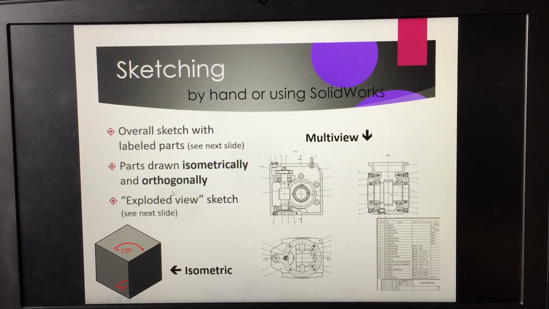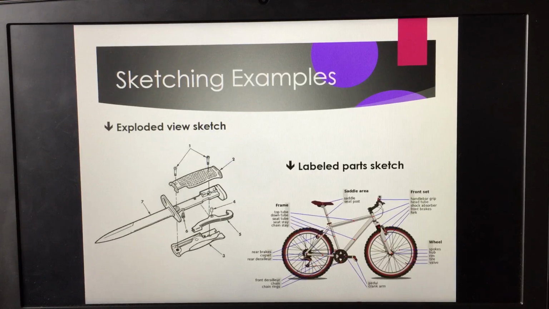Your parts will be drawn orthogonally, so front, top, side view, and then you can always include an isometric sketch and an exploded view. So an exploded view or a labeled part sketch would also be welcome. Exploded view is you show how everything fits together. Labeled part sketch would be like this. So those are some examples for you.